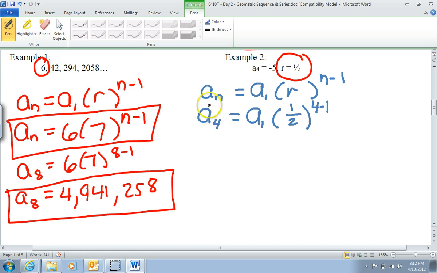Okay, but at this point, I'm going to replace A4 with something. Brooke, what am I going to replace A4 with right now? Excellent. I'm going to replace it with -5 because that's what it is. Look, A4 is -5. So this becomes -5 equals A1 times 1/2 to the third power. Now I just need to do 1/2 to the third power. Do you feel like you could do that in your head, or do you need a calculator?